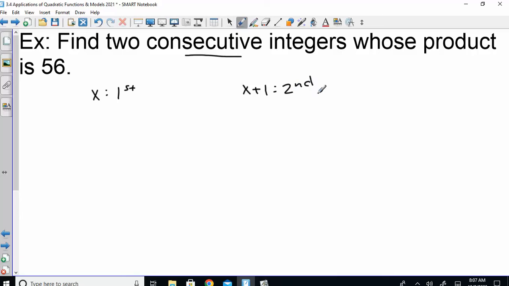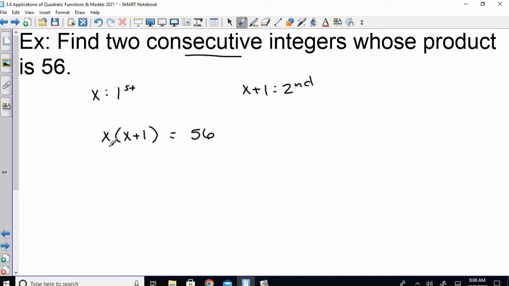Okay, that's defining your variables, and that is something that I am going to require when you're solving word problems. There's different ways of doing it, and they have to know what your variable represents. So x and x plus 1. What if I said they were consecutive even integers? X plus 2. Okay. What if they were consecutive odd? X plus 2. Still x plus 2. All right. Then their product. What does product mean? So x times x plus 1 equals 56.